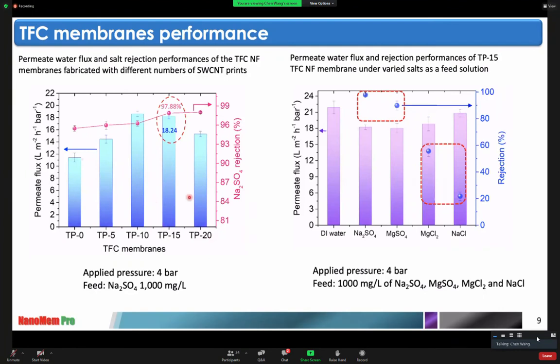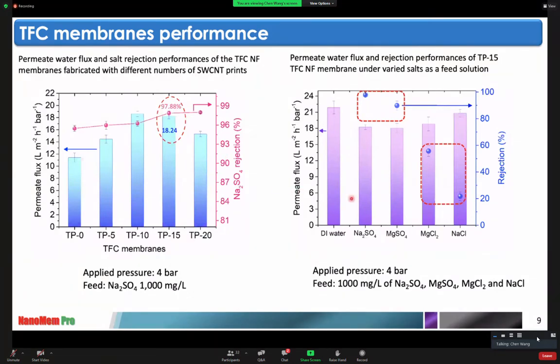This is because of the higher degree of cross-linking of the polyimide layer, which will create a denser active layer, leading to the decreased permeate flux. This data we didn't provide here, but you can find it in our paper. In addition, we can see that with the increase of the SWCNT prints, the sodium sulfate rejection increases. The optimum condition can be found at TP15 with 15 SWCNT interlayer prints. In this condition, the permeate flux is around 18 LMH per bar with sodium sulfate rejection around 97.8%.